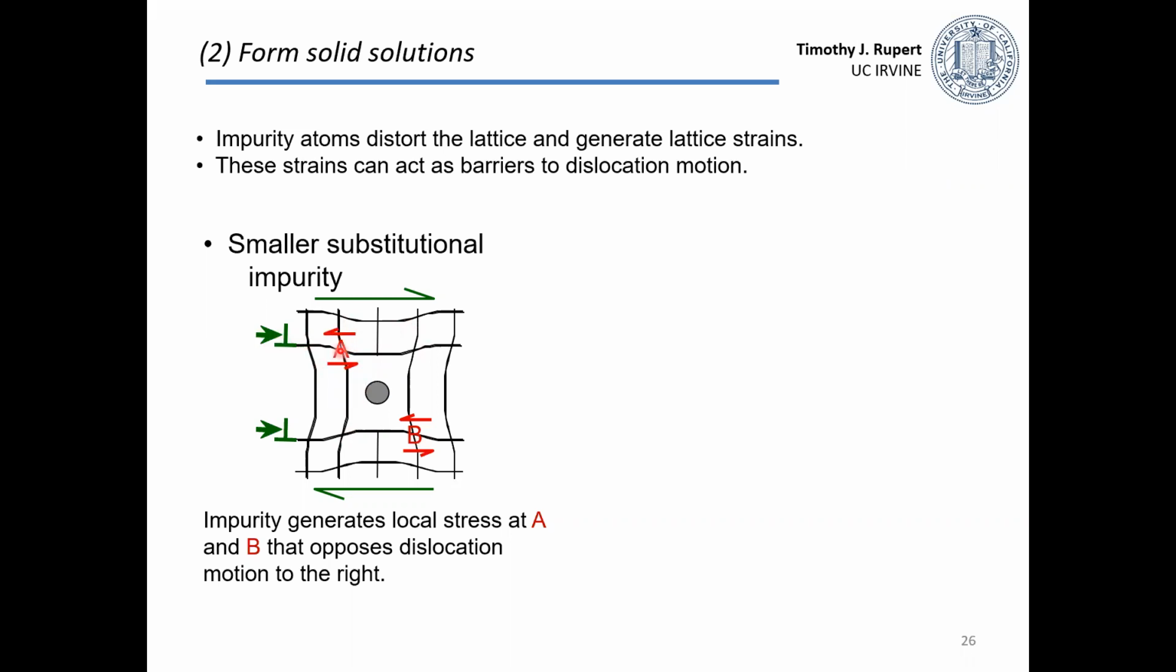What I'm showing you here is that the stress that's opposing the dislocation motion is highest at points A and B. So it'll be to the left of the dislocation if the dislocation is above that impurity. It'll be to the right of the dislocation if it's below. But that doesn't really matter. What matters is that this dislocation needs to move long distances in the material, and every time it interacts with an impurity, it's going to have to overcome that local obstacle.